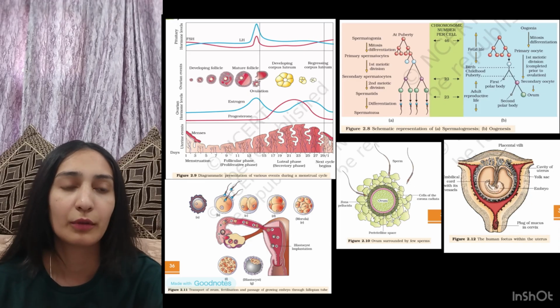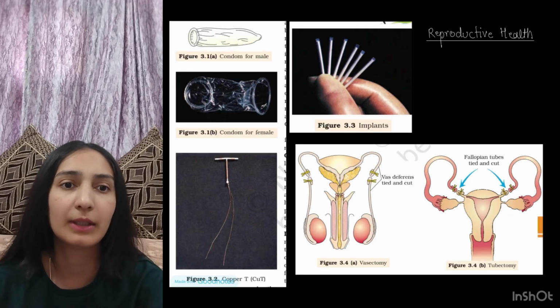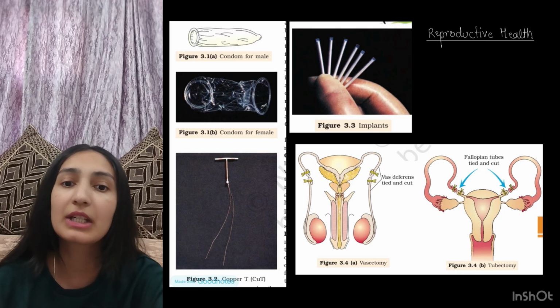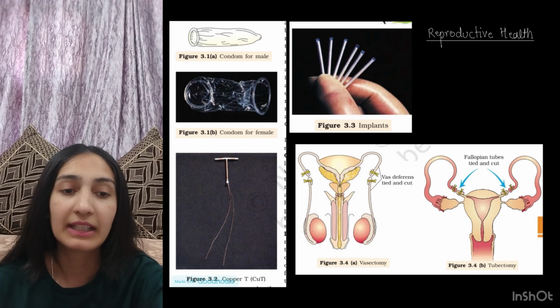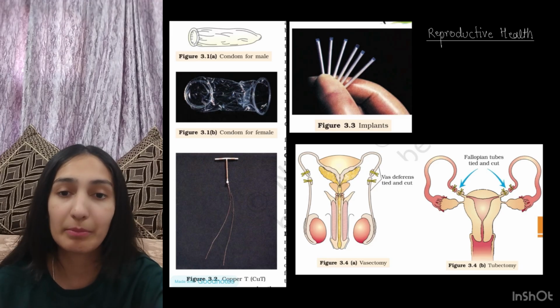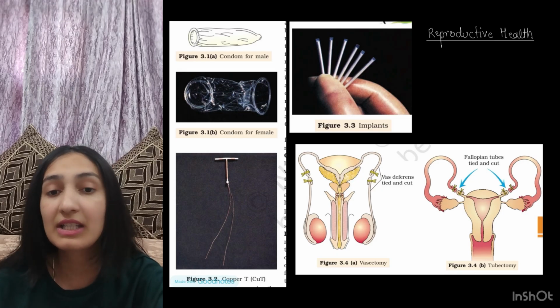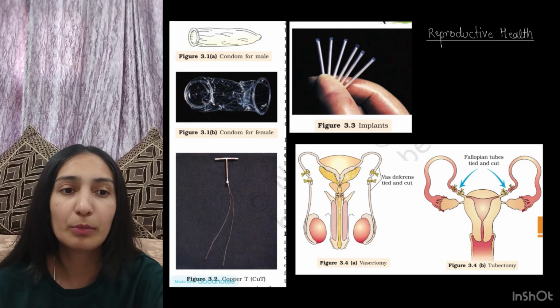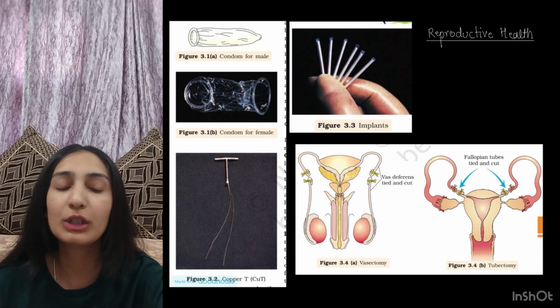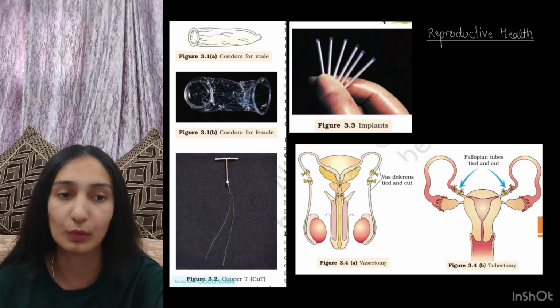Now for chapter reproductive health, figure 3.1a depicts a condom for male, figure 3.1b depicts a condom for female, then figure 3.2 depicts the copper T, figure 3.3 depicts the implants, figure 3.4 depicts your vasectomy, where the vas deferens is tied and cut, and in tubectomy we can clearly see the fallopian tubes are tied and cut. Don't get confused.